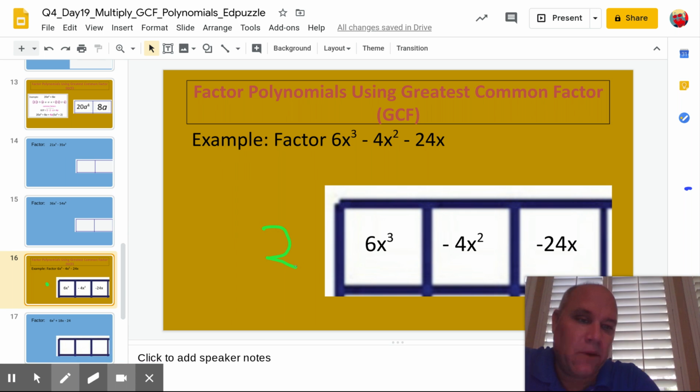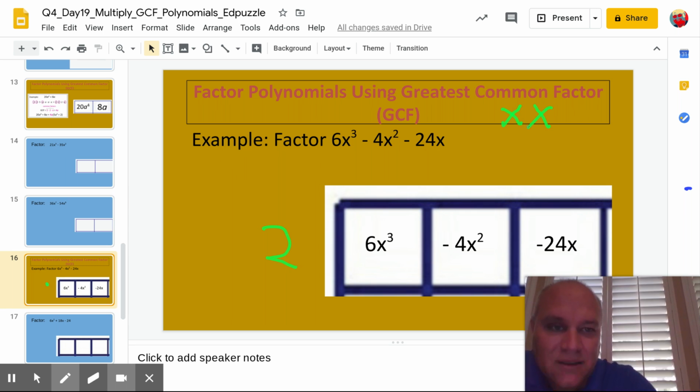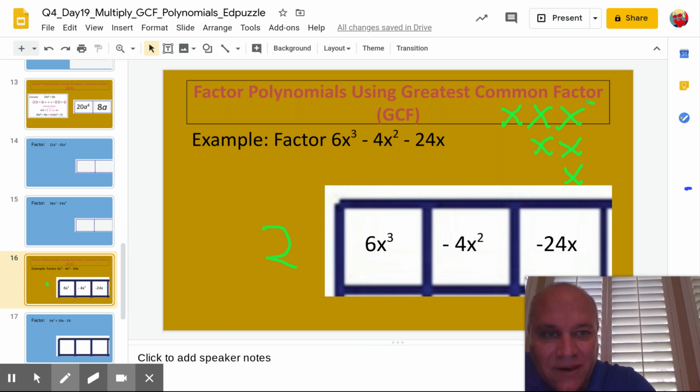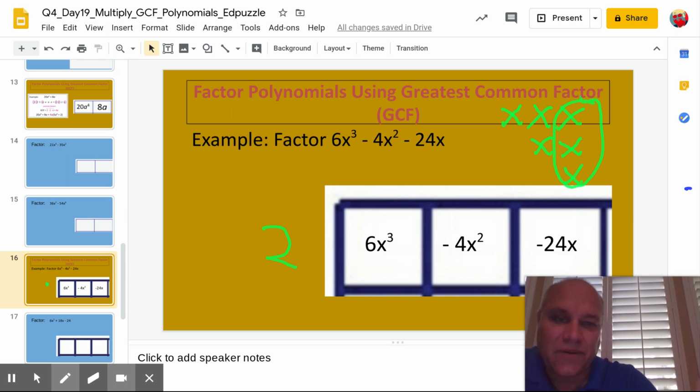Now, look at the variable. We have x to the first, x squared, x cubed. Let's just go through that again. So x cubed means x times x times x. X squared means x times x. And then x to the first just means x. Right? I can also say times 1 for all those at the end, but you get the idea. So my common factor for all these is x to the first. So we're going to pull out just 2x. All right, here we go.